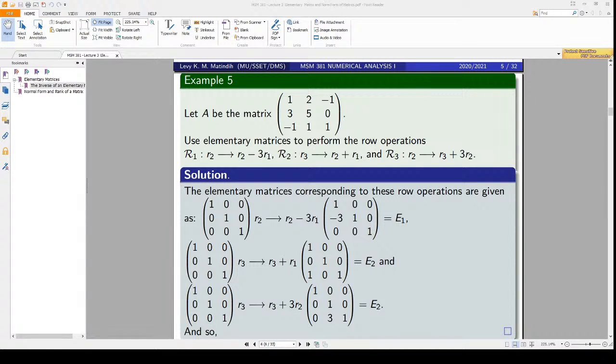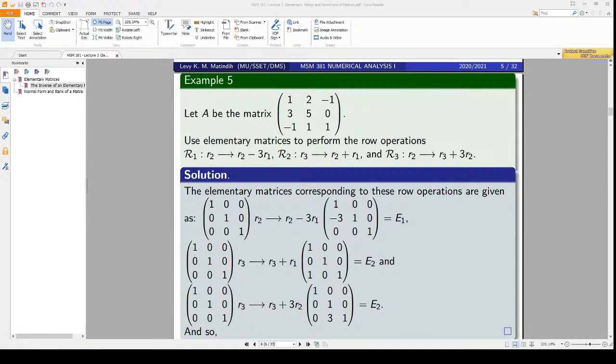In the next one, row 3 implies row 3 plus row 1. Then in the next one, it was supposed to be row 3 implies row 3 plus 3 times row 2.